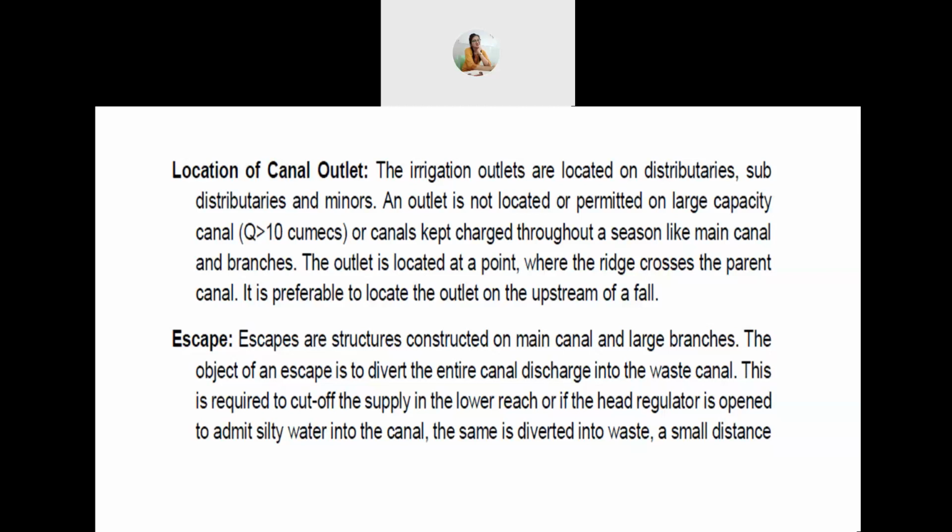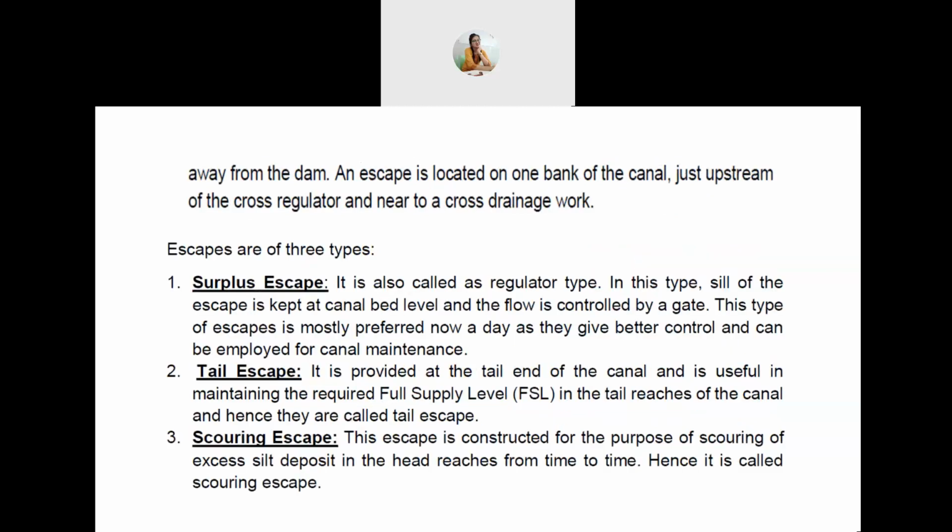Next, escape. Escapes are structures constructed on the main canal and large branches. The object of an escape is to divert the entire canal discharge into the waste canal. This is required to cut off the supply in the lower reach, or if the head regulator is open to admit silty water into the canal, the same is diverted into waste a small distance away from the dam. An escape is located on one bank of the canal just upstream of the cross regulator and near a cross drainage work.